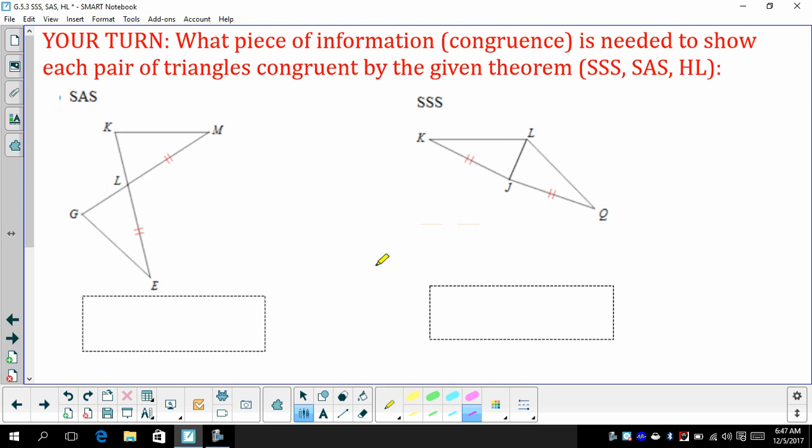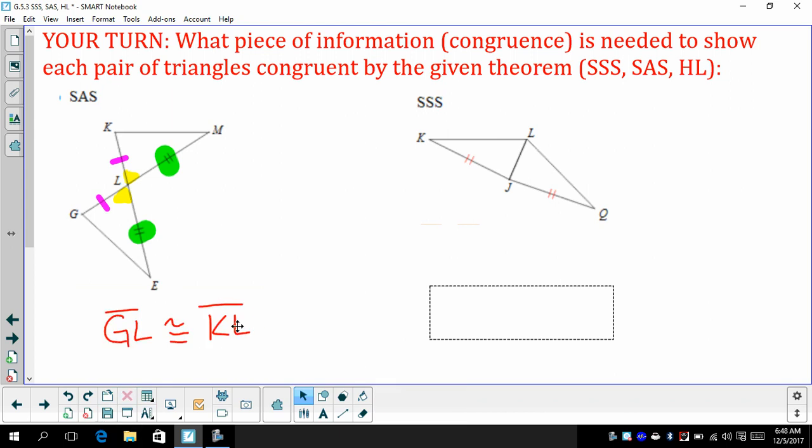So in the first one, the thing that we already know is that those two angles are congruent because they're vertical. In order to use side angle side, we would need to identify one more pair of sides congruent. So we know that those two are congruent. These two congruent angles are between these green sides and also these two sides. So in order for them to be the included angle, we need to know that GL is congruent to LK, or KL. That means the same thing.